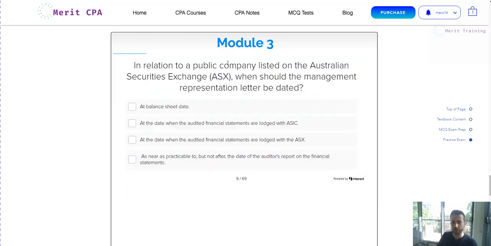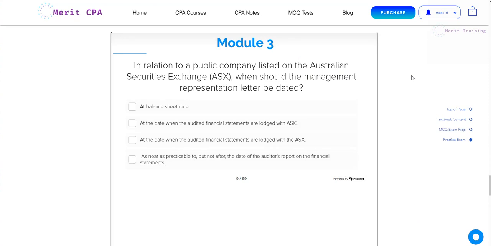All right, next question. In relation to a public company listed on the ASX, when should the management representation letter be dated? A, at balance sheet date. B, at the date when the audited financial statements are lodged with ASIC. C, at the date when the audited financial statements are lodged with the ASX. Or D, as near as practical to, but not after, the date of the auditor's report on the financial statements.